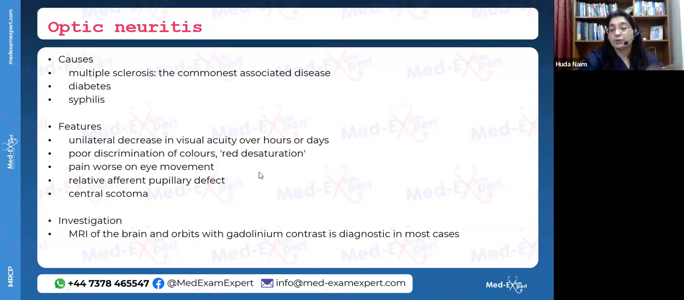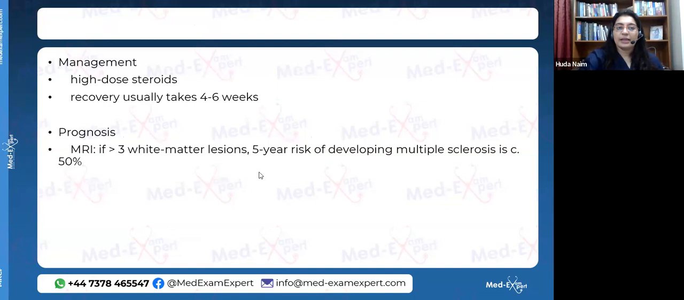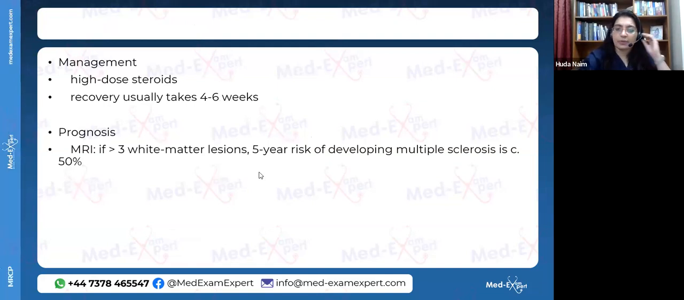They could have asked you, for example, the question was the same, and they would have asked you what would be the best step in the investigation or the best step in the diagnosis of this patient. So MRI of the brain and orbits with gadolinium contrast would have been the best diagnostic option. Then how would you manage? Okay. Do you want me to repeat it again?